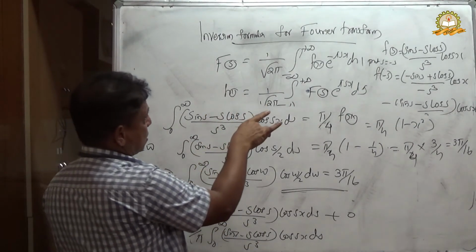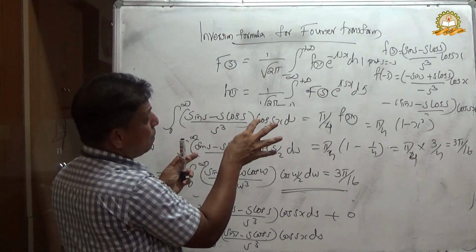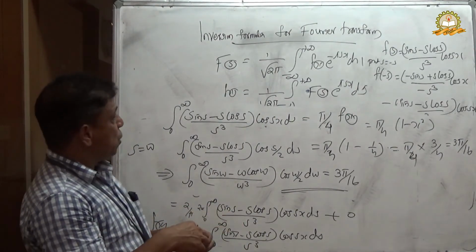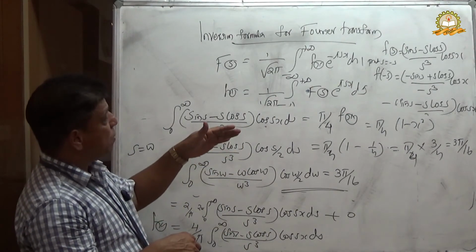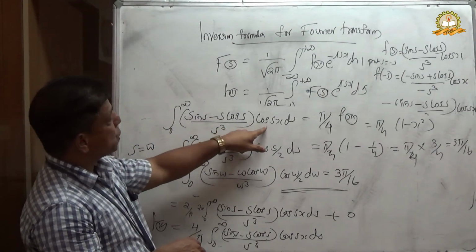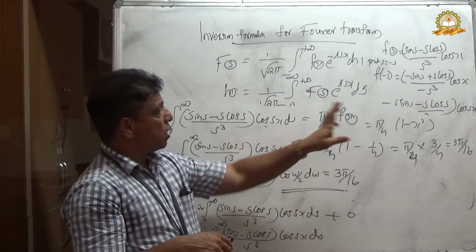In this case, when we apply the inversion formula, we use the property of odd and even function. When we apply the property of odd and even function, the simplification part will be easy. Then we apply (sin s minus s cos s) by s cube into cos sx ds is equal to pi by 4 into f of x. Here f of x is equal to 1 minus x square.